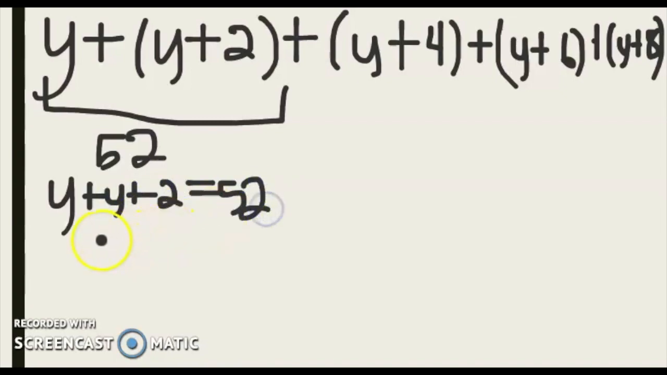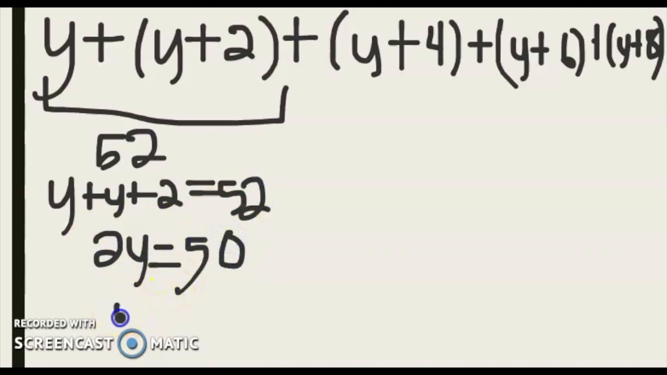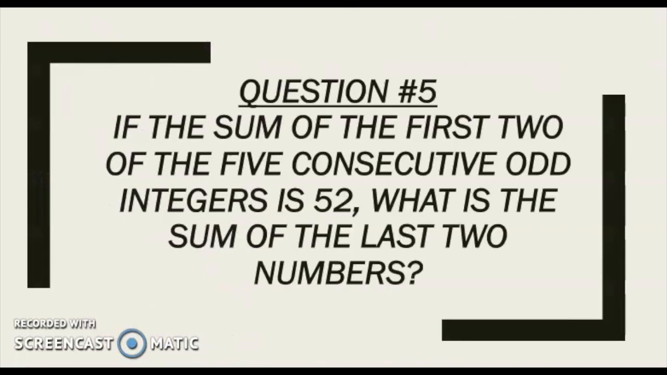Move 2 to the other side. That's 2y equals 50. So y is 25. Now the question is, what is the sum of the last 2 numbers?